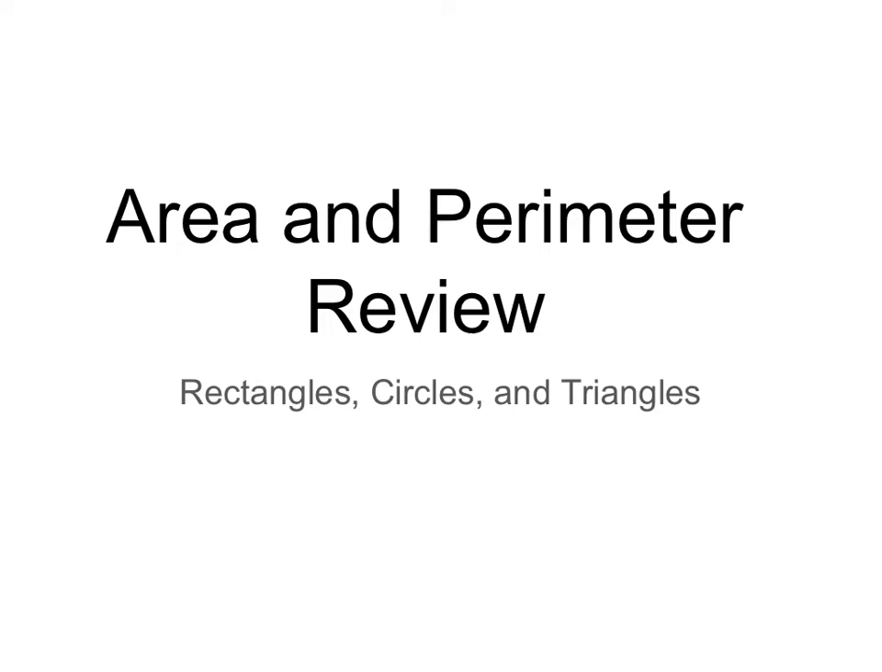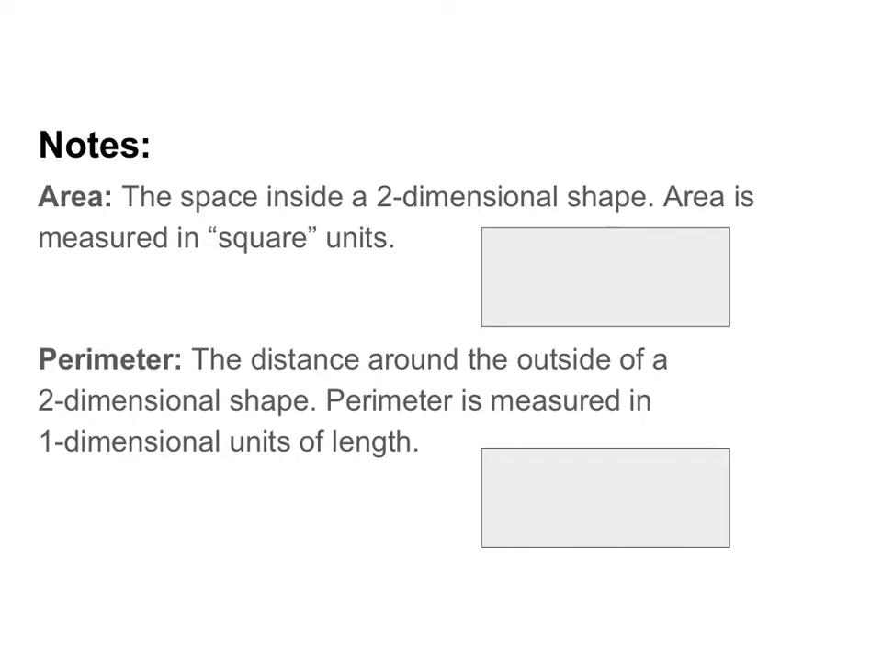In this video, we're going to review how to find area and perimeter of rectangles, circles, and triangles. So first, this is notes. Let's remind ourselves what area and perimeter are. Area is the space inside a two-dimensional shape. So if we have a rectangle, the area is going to be all the stuff on the inside.